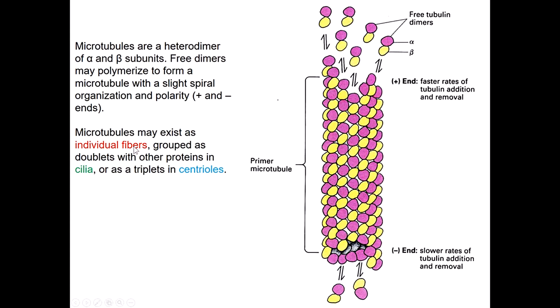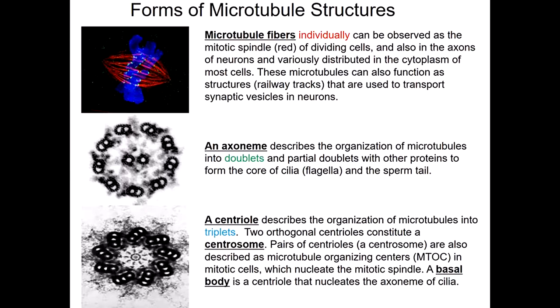They can be grouped together as doublets, as we see in cilia, or they can be grouped together as triplets, as we see in centrioles. As individual fibers, we can see this mitotic spindle in what looks like a metaphase cell undergoing cell division. These are the blue chromosomes aggregated toward the equatorial plate, and the red lines are individual microtubules that are acting as railway tracks for the chromosomes to be pulled toward the poles.